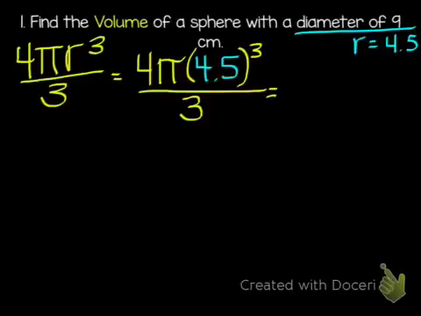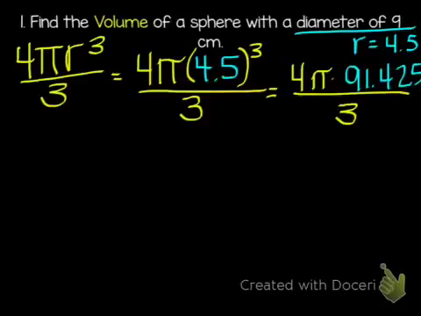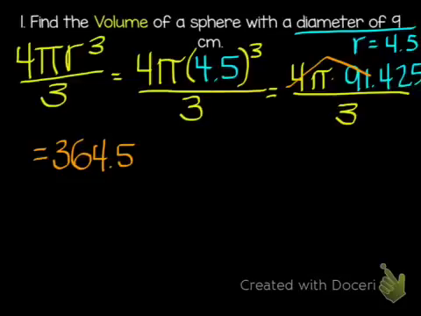So that's what it looks like once you get your substitution in. Now we need to do 4.5 to the third power, so use your calculator for sure to do that. And you will get 91.125. The next step for the simplification process is to do 4 times the 91.125. When we do that, we get 364.5. And that's still times pi, and it's still divided by 3.